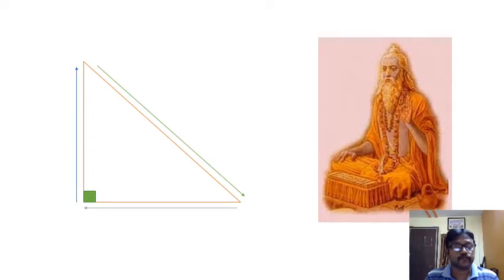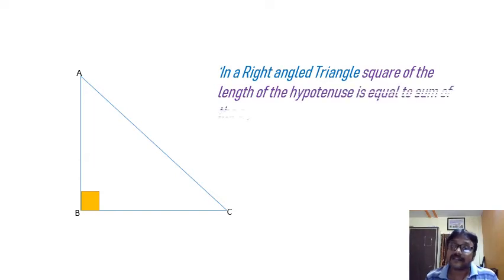And sometimes we also use the name of Bodhayana, Bodhayana theorem. So whether Pythagoras theorem or Bodhayana theorem, we're going to have the following statement. Right. Let us state Pythagoras theorem as follows. In a right angle triangle, the square of the length of the hypotenuse is equal to the sum of the squares of the lengths of the other two sides. Let me repeat. In a right angle triangle, the square of the length of the hypotenuse is equal to the sum of the squares of the lengths of the other two sides.